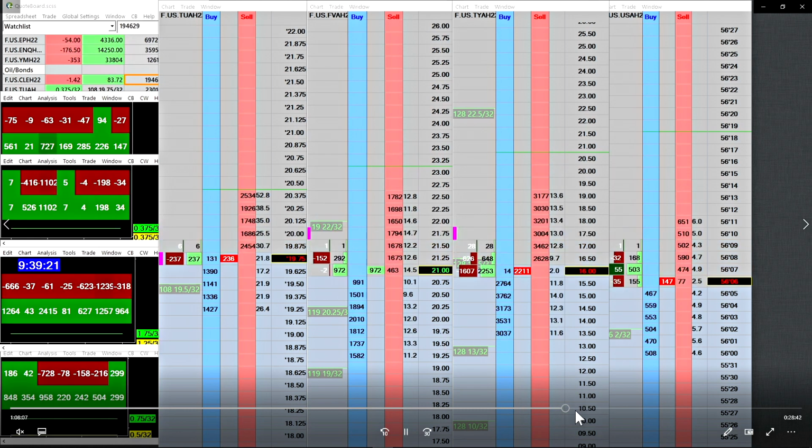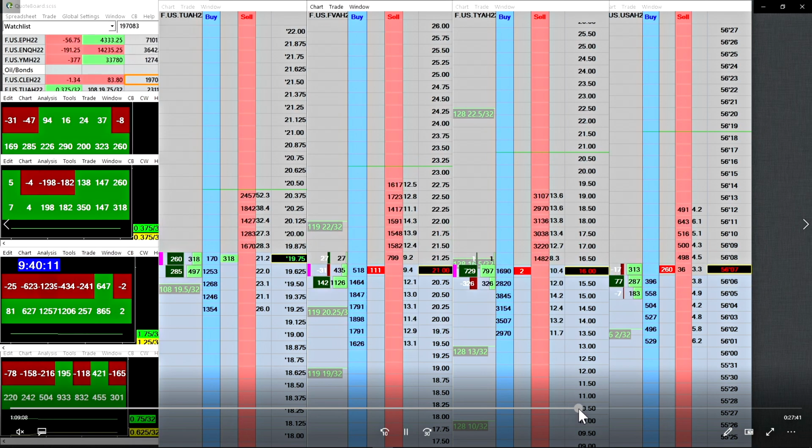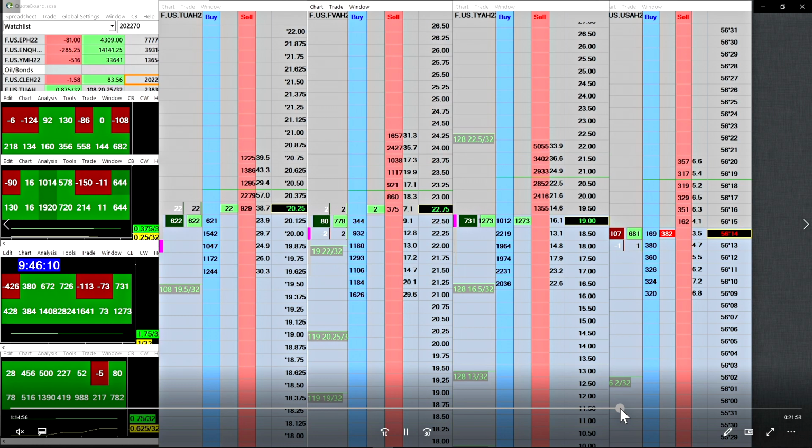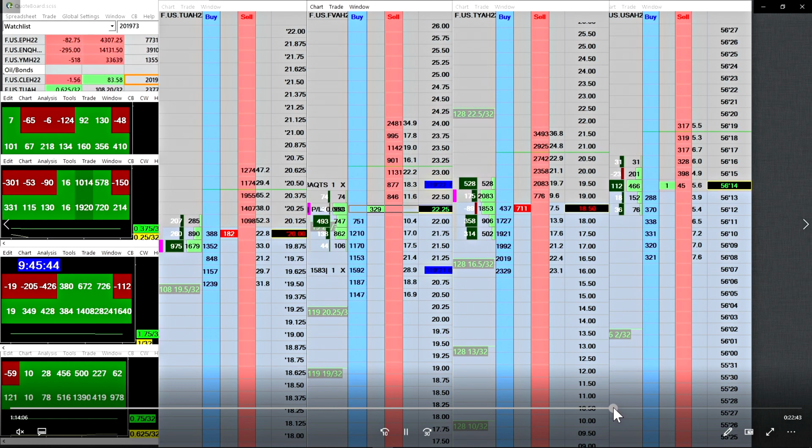Then I had one trade not long after the news announcement. And I would say this trade right here was actually a mistake. It was an impulsive trade completely. And right here, it was a short at 22.25.